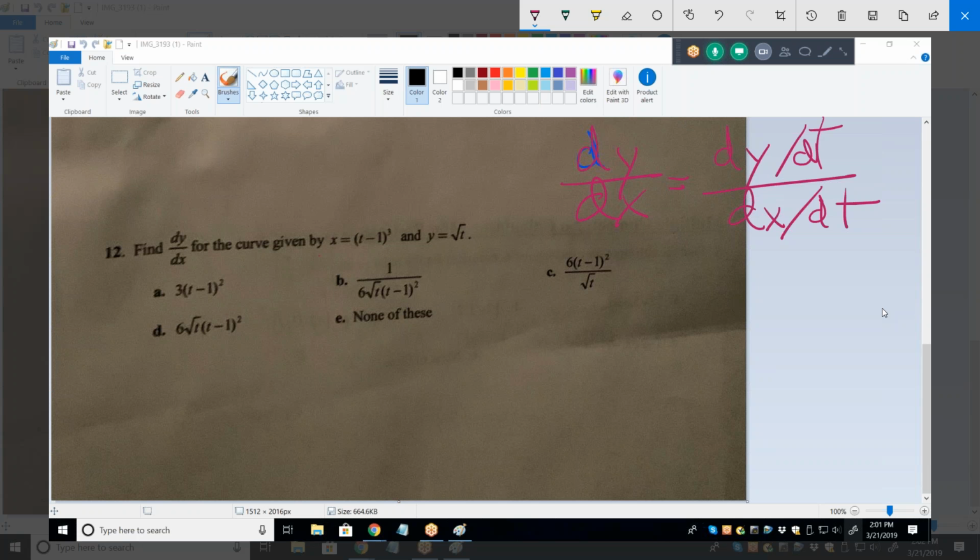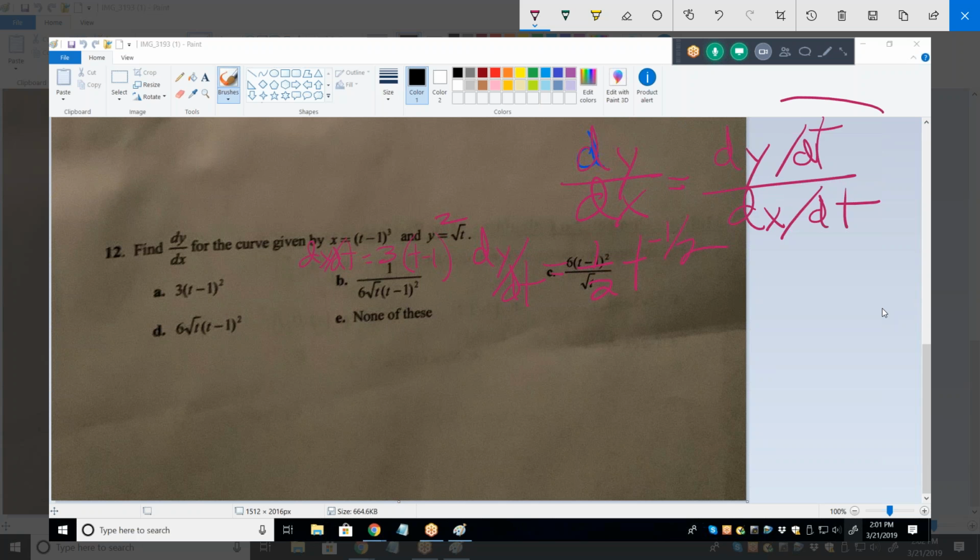Tell me what dx/dt is. dx/dt is 3t minus 1, squared. Yep. Now, you do have to apply the chain rule there, but the derivative of the inside is 1. Okay. What is dy/dt? dy/dt would be 1/2 t to the negative 1/2, so 1 over... Yeah, we can leave it like that for the moment.